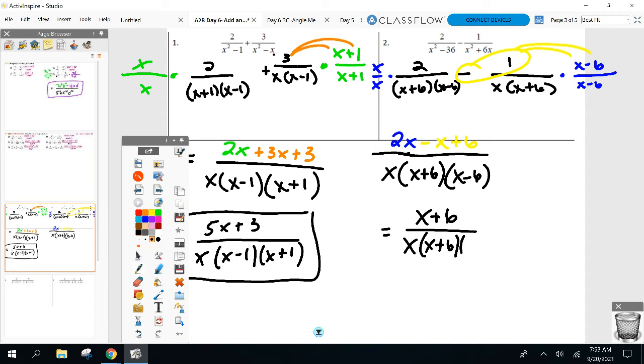Anything else you want to do? Because I still see something here we should be able to do on this unit. You can cross out the x plus 6 on the numerator and denominator. Yep. What am I left with on top? 1 over x times x minus 6. Yeah.